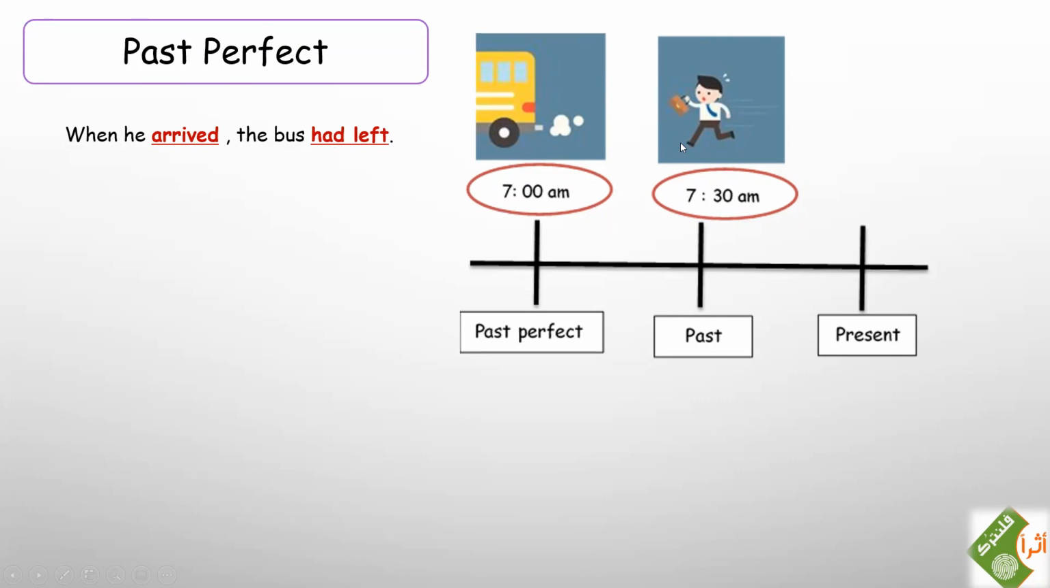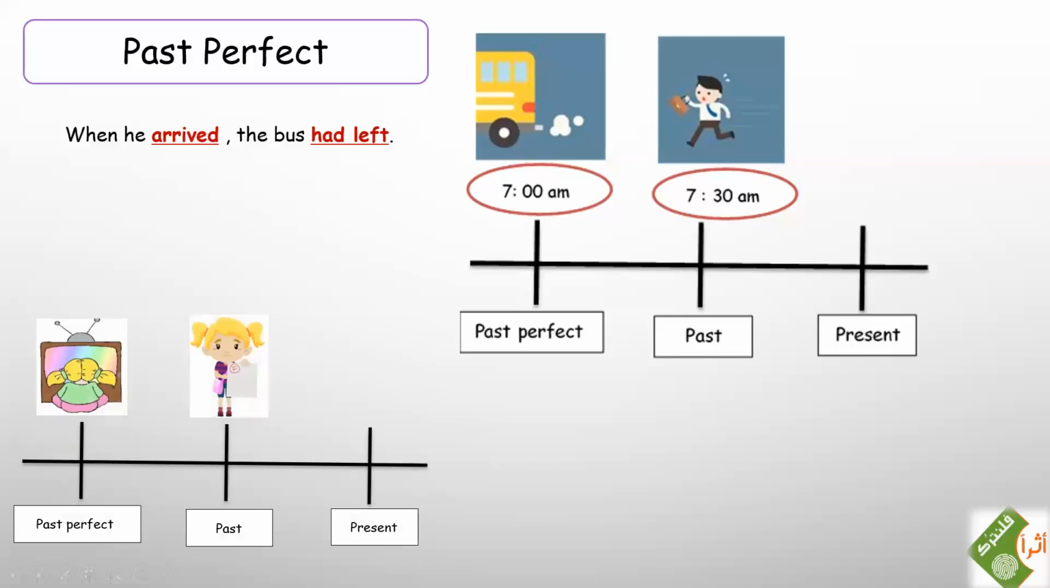The two events are in the past, but one event preceded the other. Meaning the bus left before Ali arrived. So when he arrived in the past, the bus had already left. Khalas, the bus is gone. Okay? To understand this more, let us have another one.